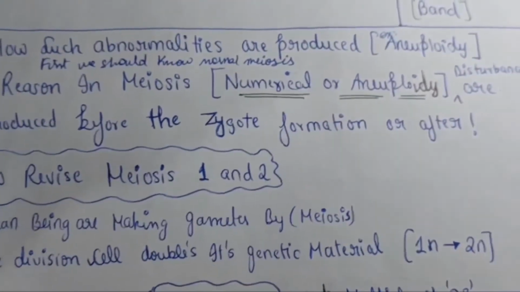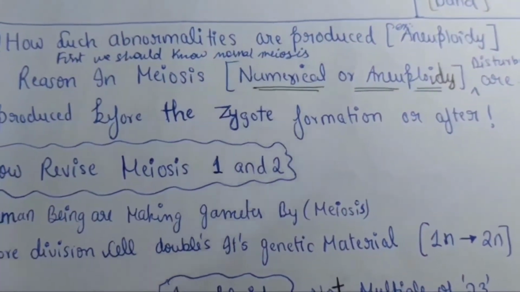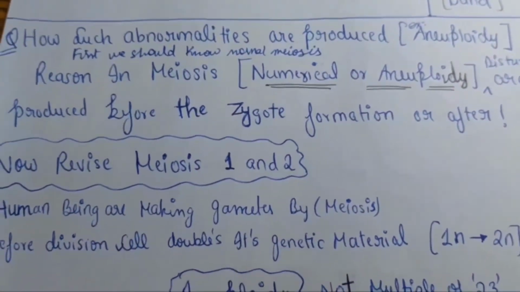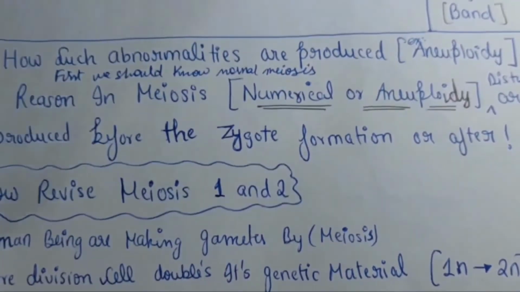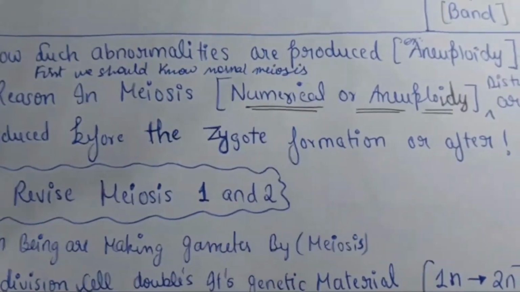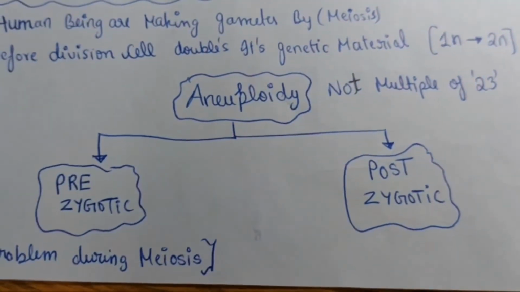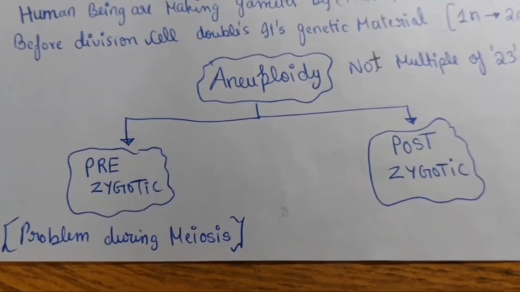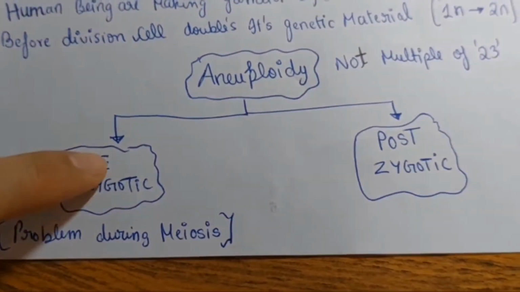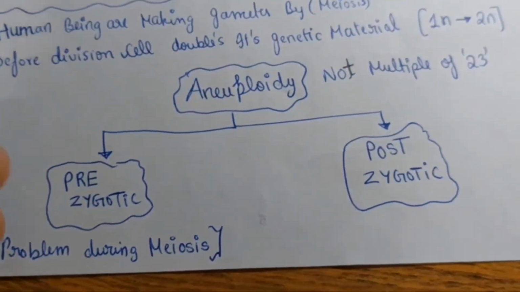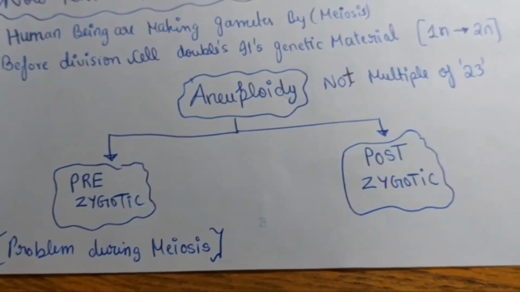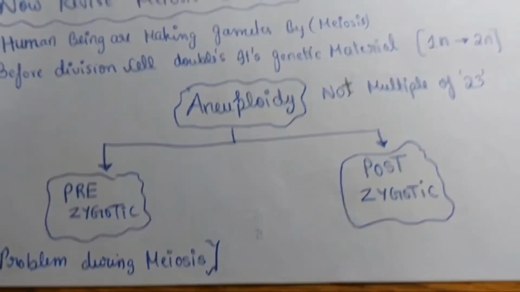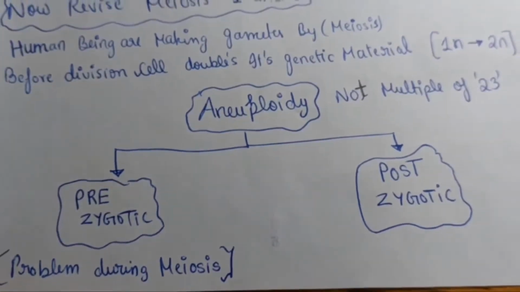Why do we need to know meiosis? Because many numerical problems or disturbances are produced before the zygote formation and even after zygote formation. For example, one of the numerical problems is going to be aneuploidy, where the number of chromosomes is not a direct multiple of 23, and this can happen before fertilization or after fertilization, which is also called pre-zygotic or post-zygotic. So to understand this, we should first revise meiosis.